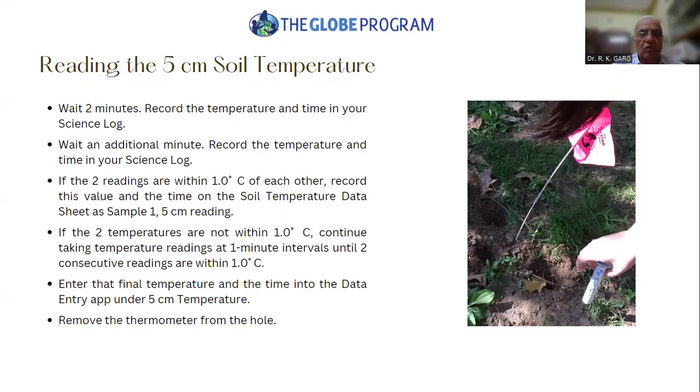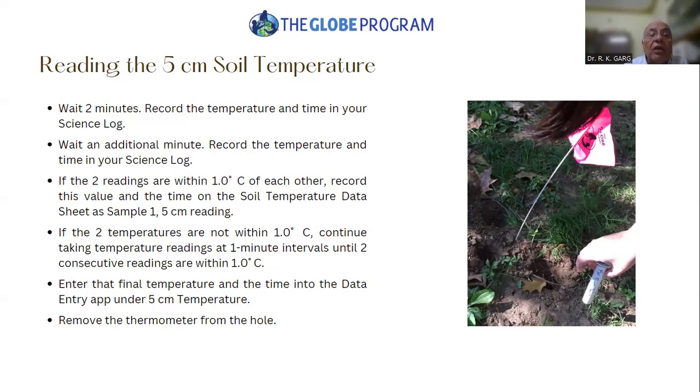Whenever the soil thermometer is put inside the soil at a particular depth, you have to wait at least 2 minutes. After 2 minutes, you take a reading, but don't note it. Wait for an additional 1 minute. Then you record the temperature and time in your science logbook. You take the readings 2 to 3 times after every 1 minute. If the difference of these readings is more than 1 degree Celsius, that means there is something wrong. If it is less than 1 degree Celsius, then we can note the reading.